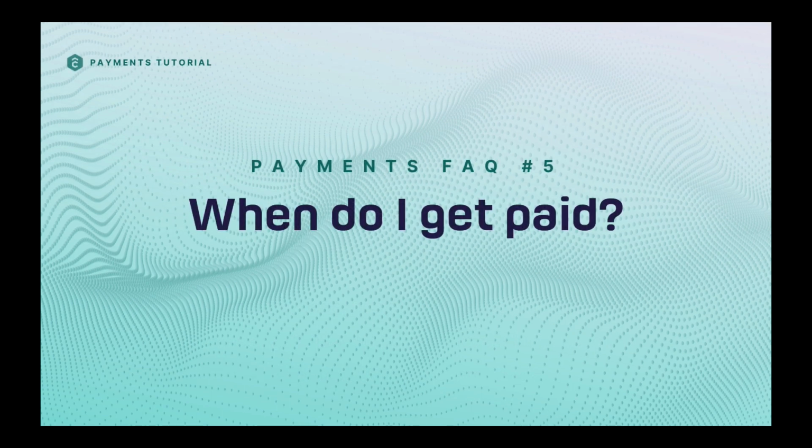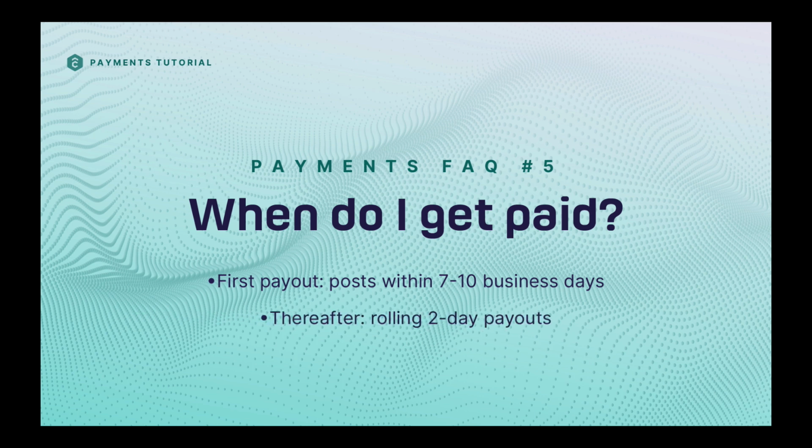Once you've made your first charges with TrueCoach Payments, your first payout will be initiated and should post within 7 to 10 days. Thereafter, all US-based merchants will receive payouts on a rolling 2-day schedule.